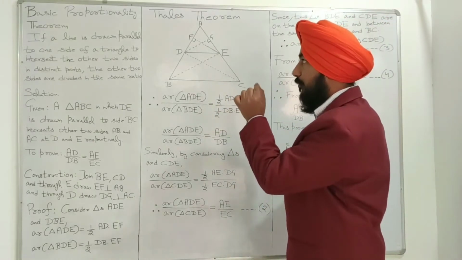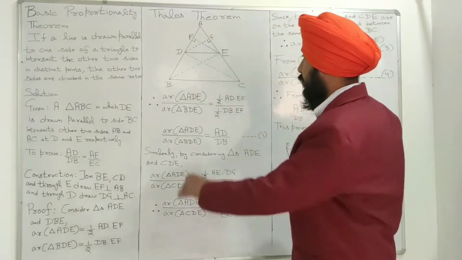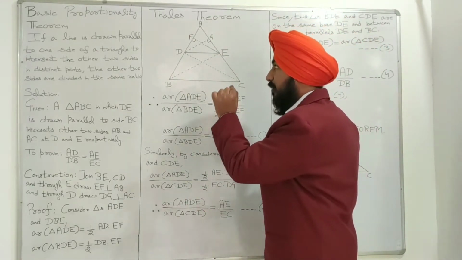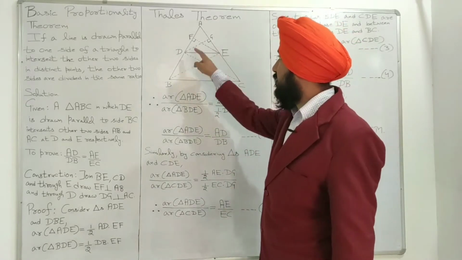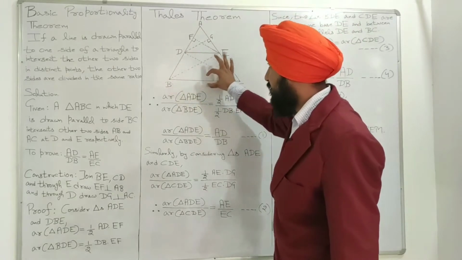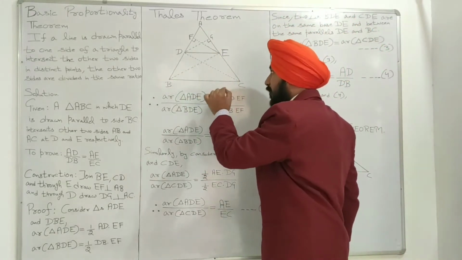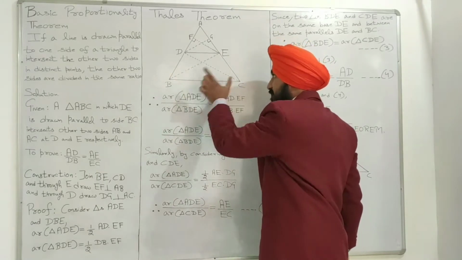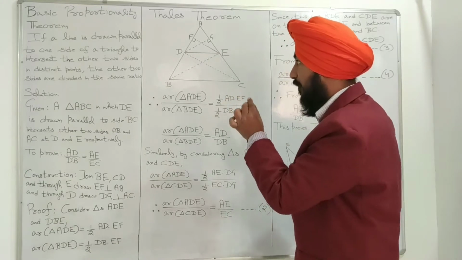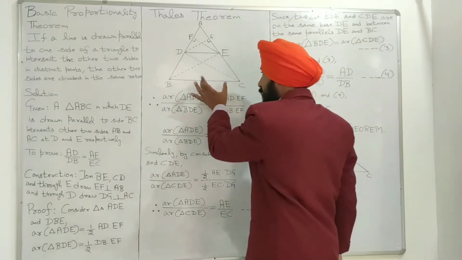If a line is drawn parallel to one side of a triangle, so I have taken a triangle, you can see here, this is the triangle ABC. I have taken this DE line, which is parallel to one side of the triangle, which is BC. To intersect the other two sides in distinct points. So we have taken DE parallel to BC, which is one side of the triangle.